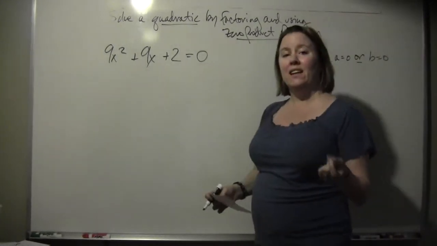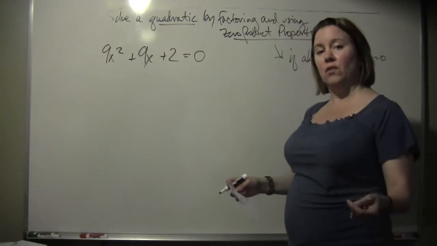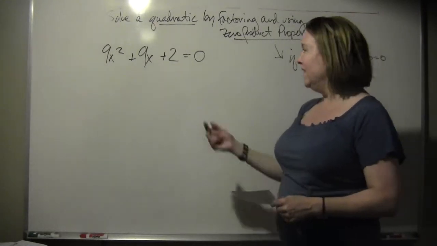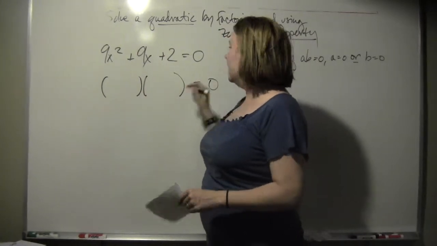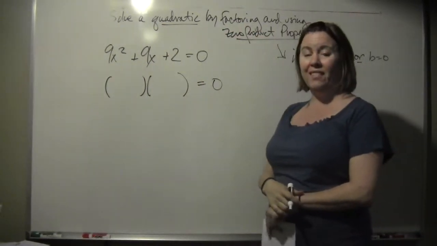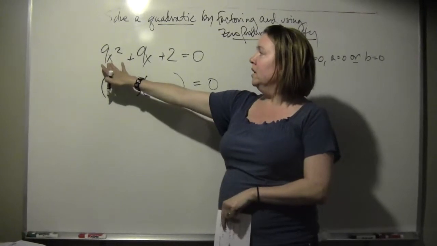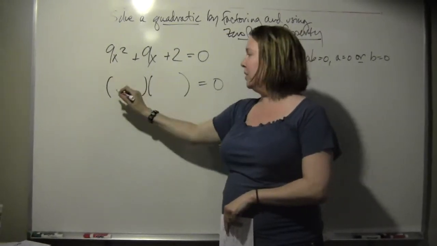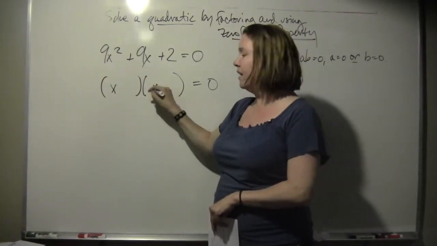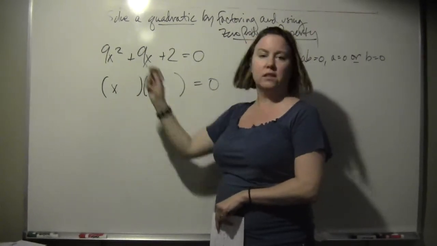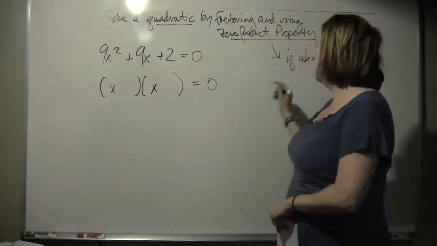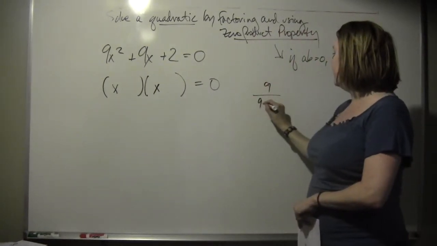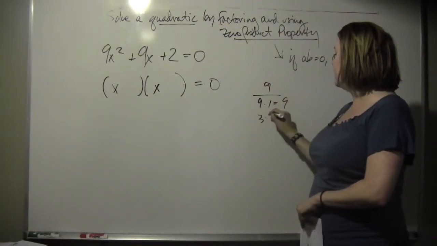So the thing that I like to do when I solve a quadratic and I'm going to factor it, I go ahead and write my parentheses ahead of time. And then I look at the first term. So this is a 9x squared. We know there's going to be an x and an x. x times x is x squared. We know that. It's just that 9, well, factors of 9, 9 times 1 equals 9, and 3 times 3 equals 9.